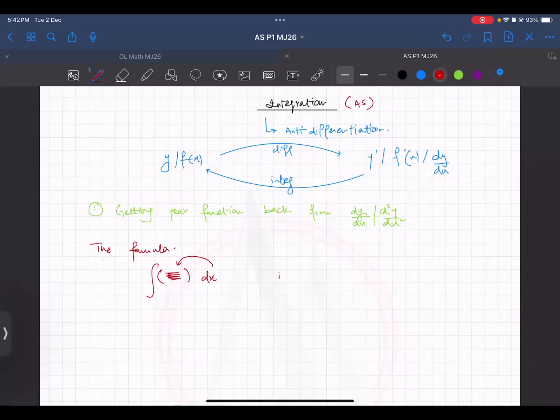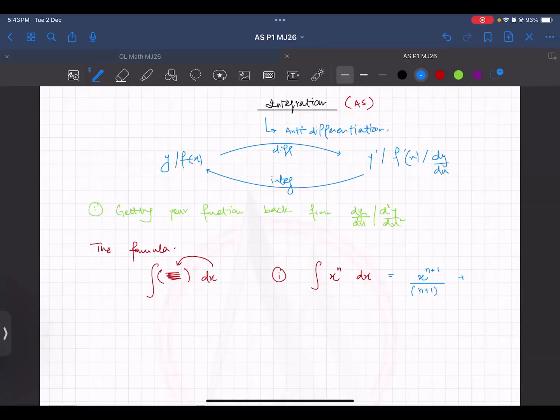Now the first formula is that if you have the integral of x power n, the same way we had the derivative of x power n in differentiation. Over there, we brought the power down, multiplied, and reduced the power by 1. But now over here, it is absolutely opposite. First of all, we add 1 to the power, n plus 1, and then we divide by the new power, n plus 1.